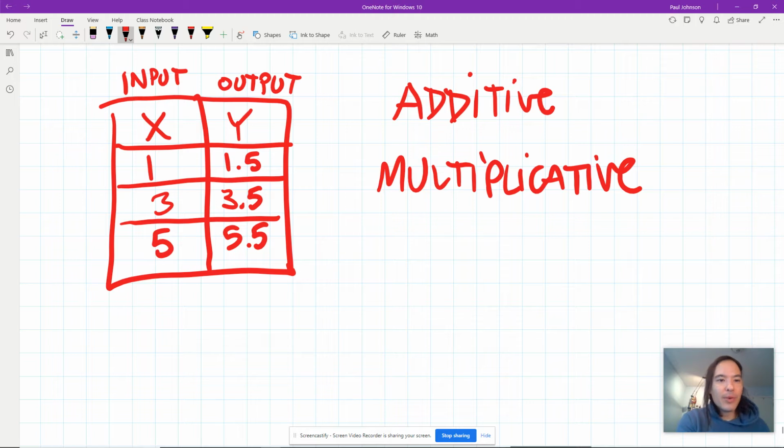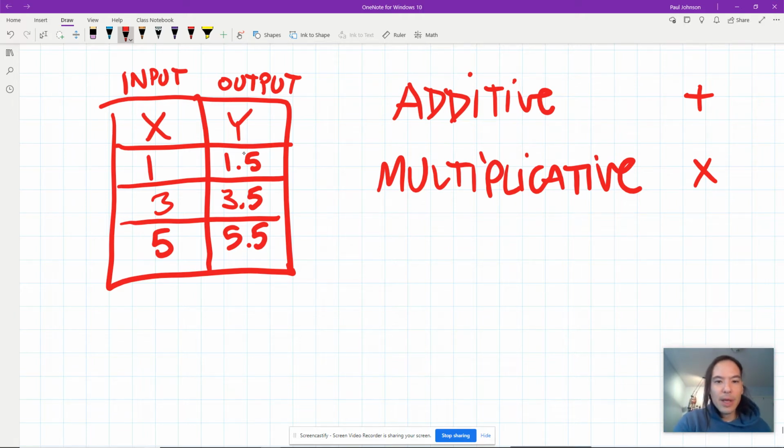All right. So what we're going to do here is we're going to look at this and try and figure out, how does 1 turn into 1 and 5/10? How does 3 turn into 3 and 5/10? How does 5 turn into 5 and 5/10? So what we're going to do is make an additive rule and a multiplicative rule and find out which one checks out for all 3 pieces of information.